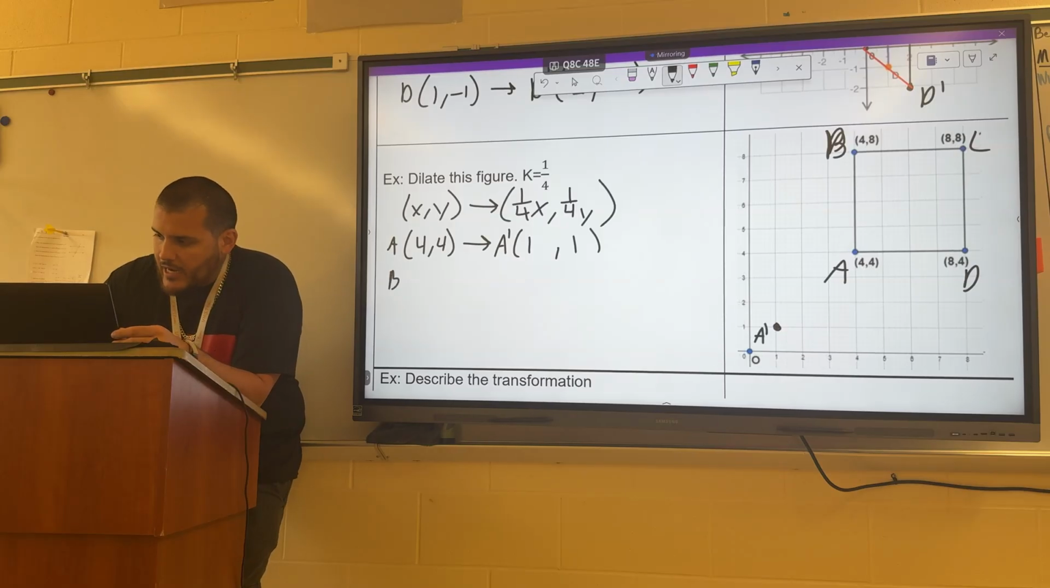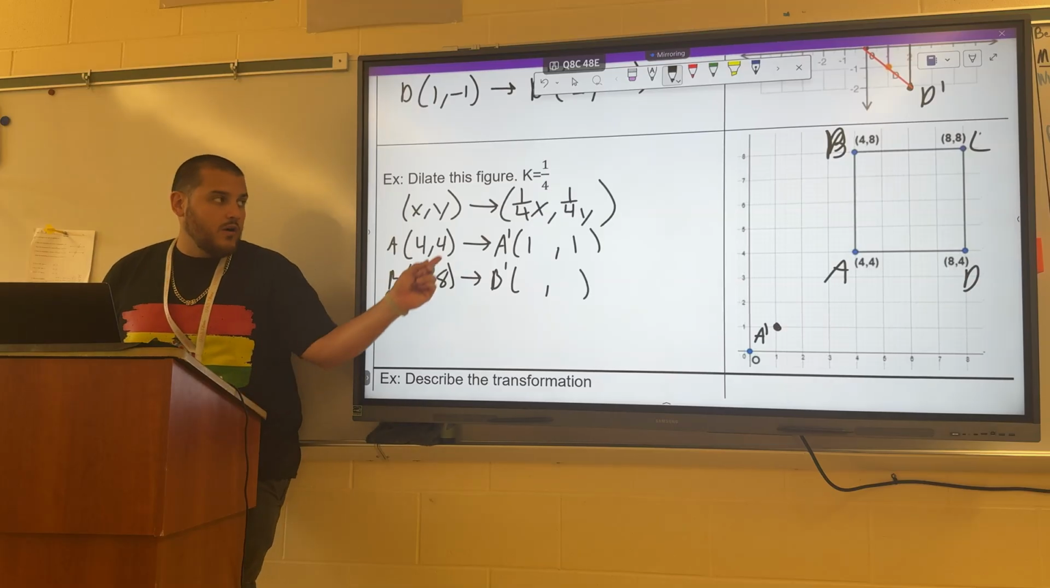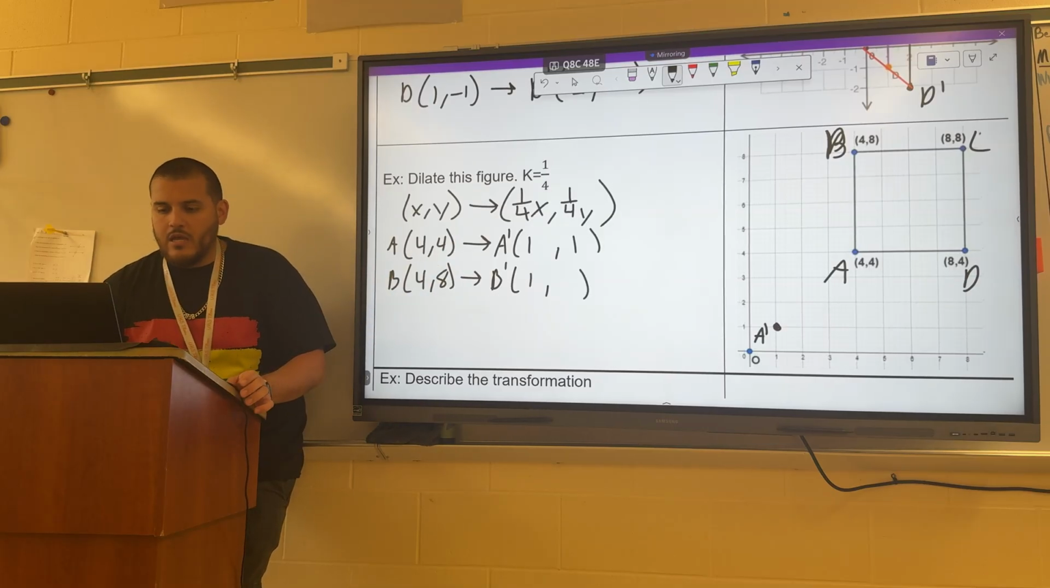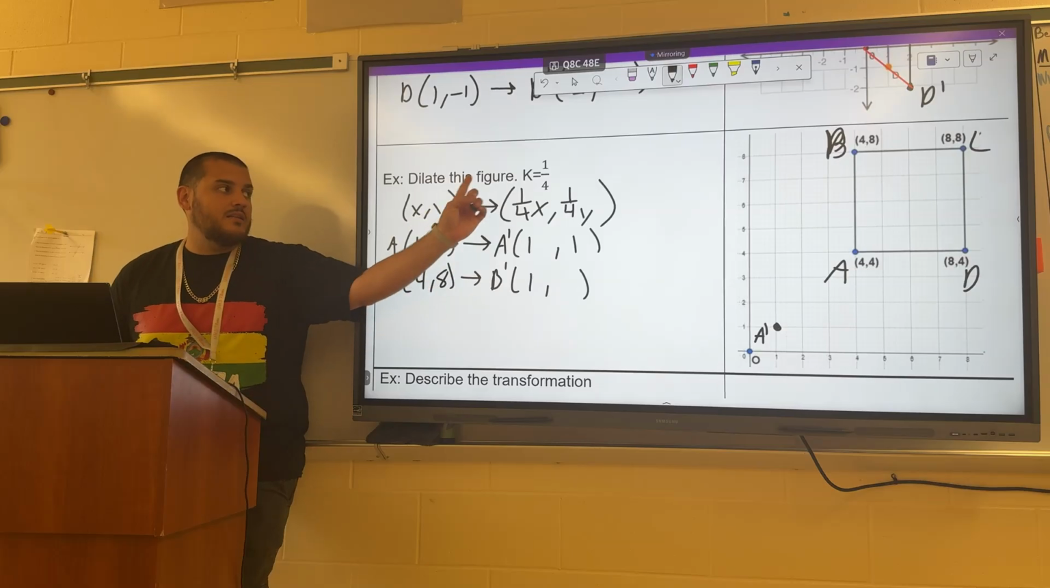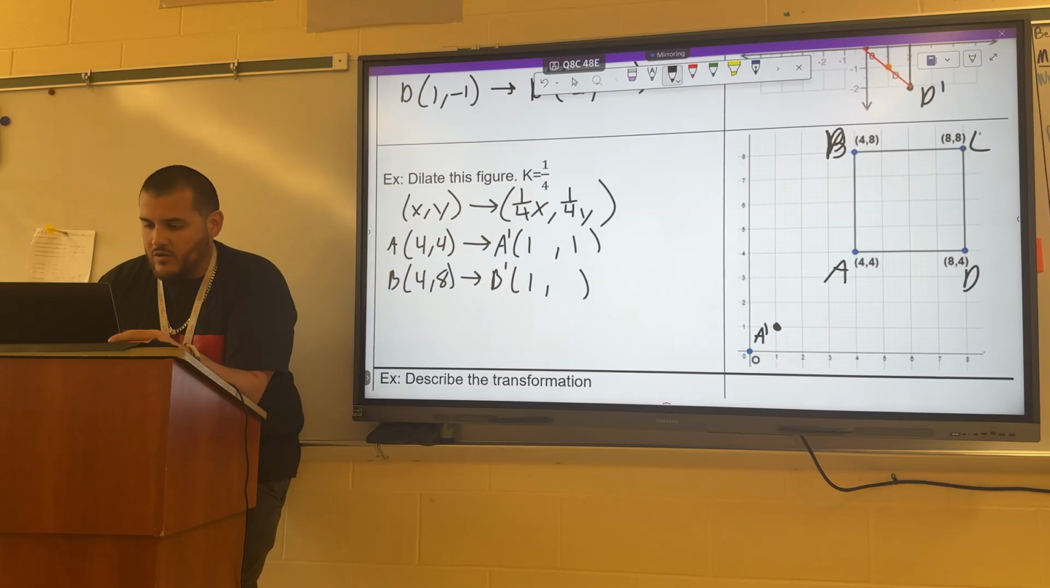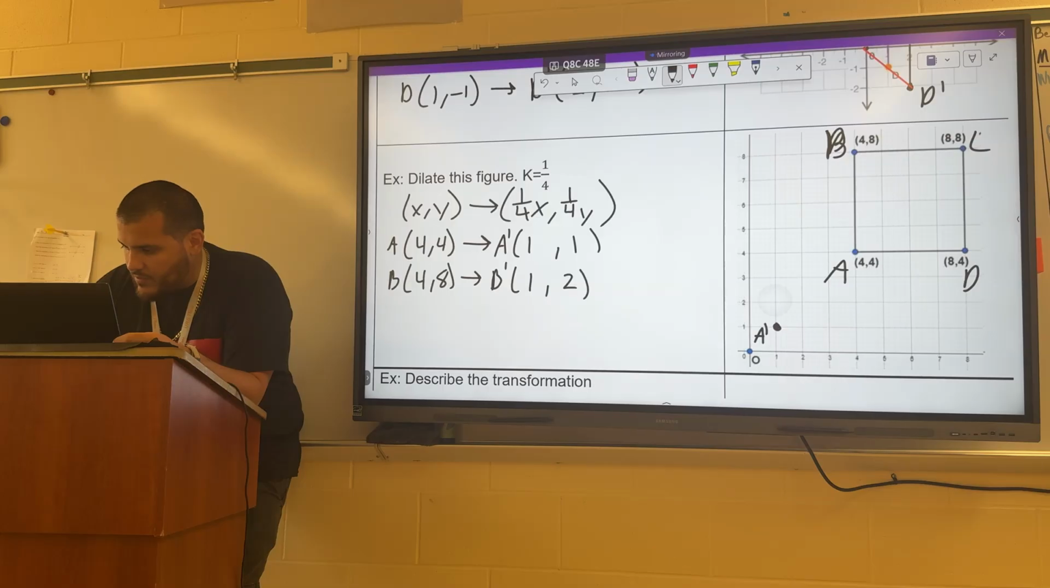B is located at positive 4, positive 8. And again, we're going to follow that function notation there. We're just multiplying by the scale factor of 1/4. 4 times 1/4 will give us 1. 8 times 1/4, again, that's 8 times 1 divided by 4. That will give you 2. So B prime is at positive 1, positive 2 right here.